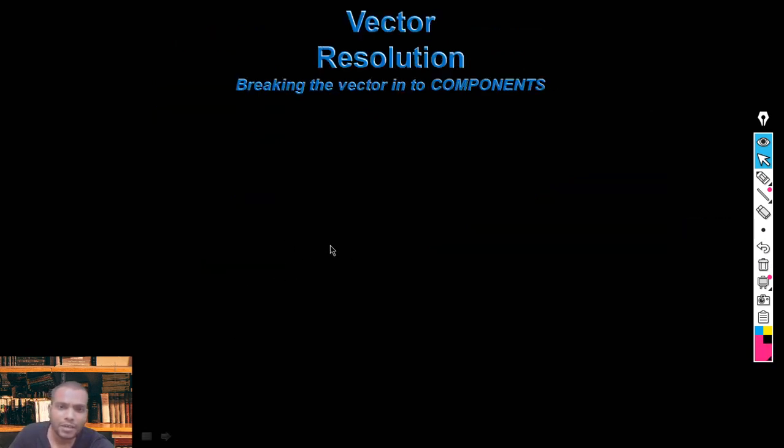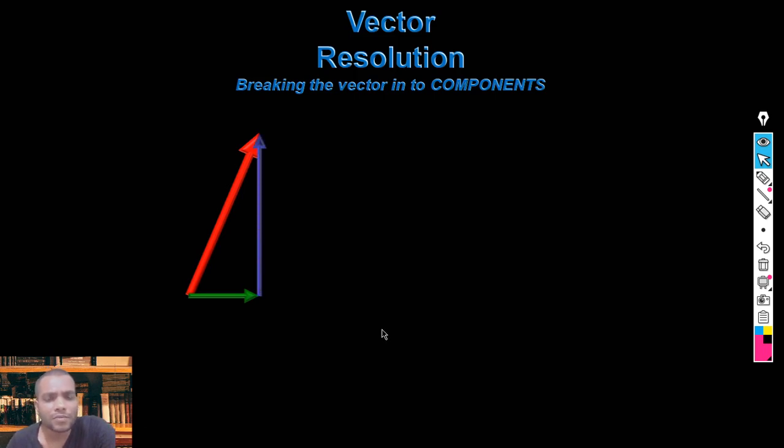So this is a vector I got, and if I am able to break this vector, the breaking can be done in any manner. Suppose you draw that part and this is a part, and these two are the components of the given vector, the red vector.